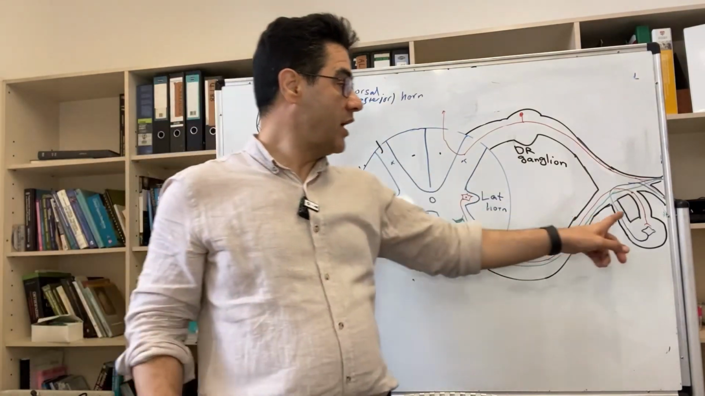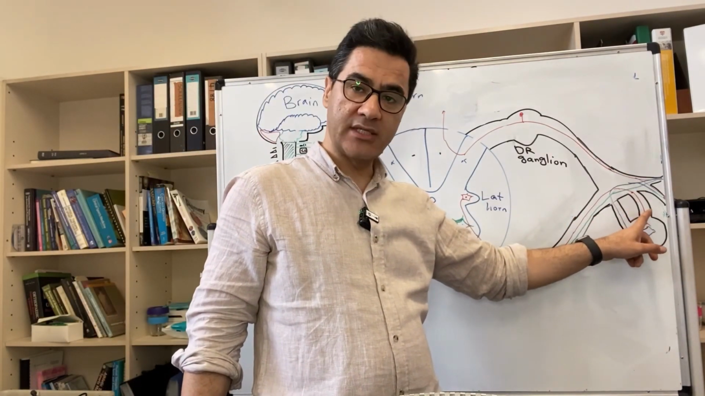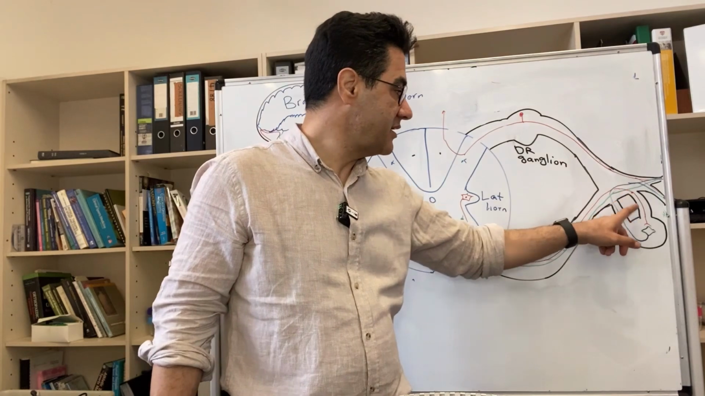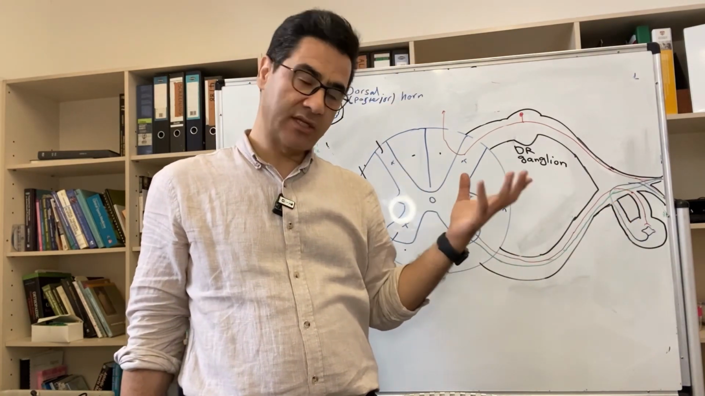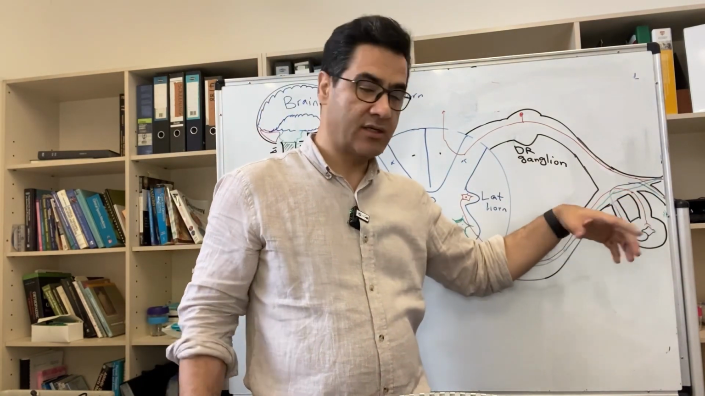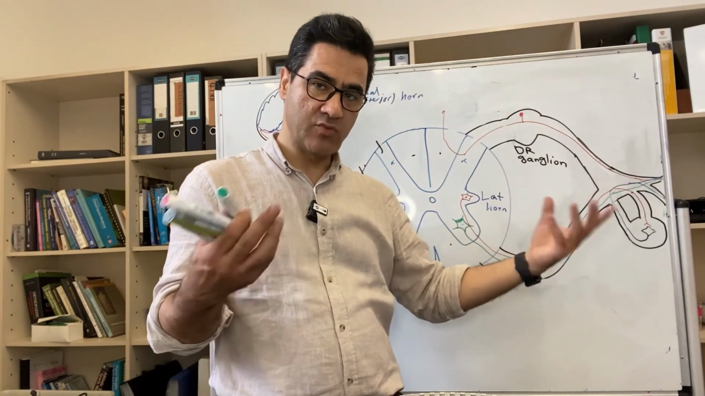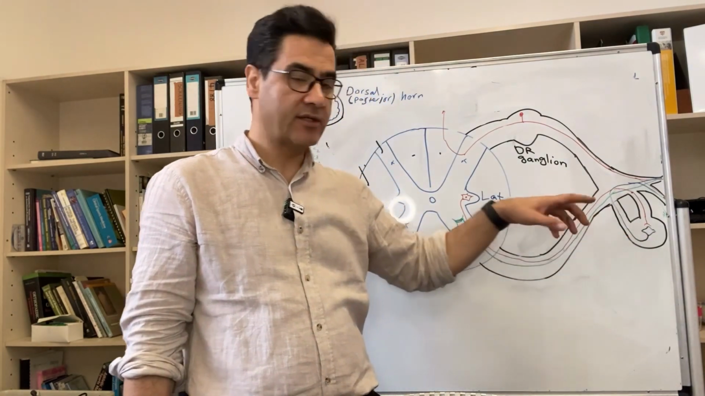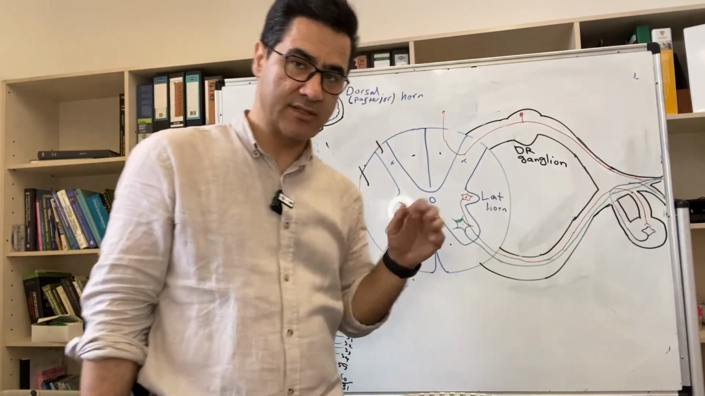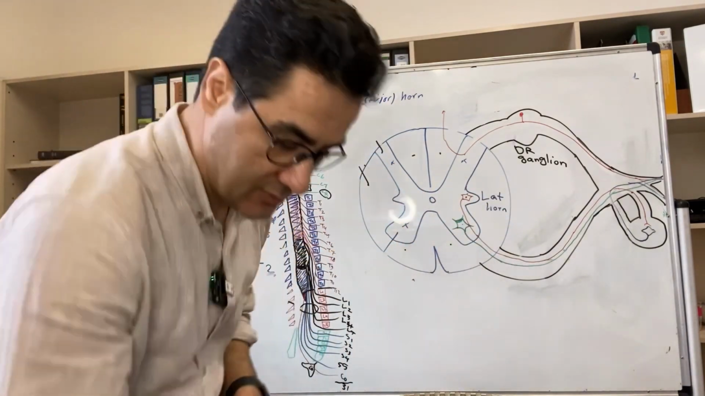Why is this one the white communicantis? Because the preganglionic sympathetic neurons are covered by myelin, that's why it is white communicantis, but the postganglionic is not covered by myelin. There is no myelin.